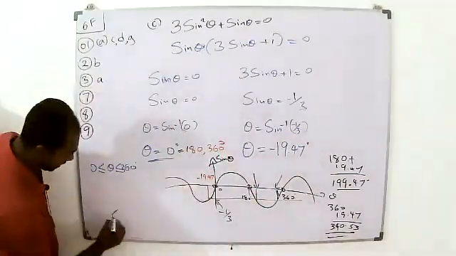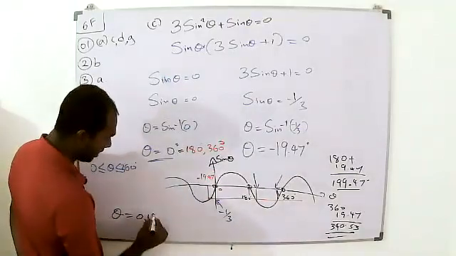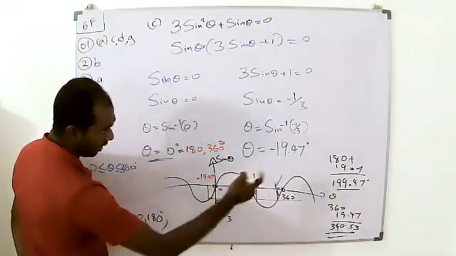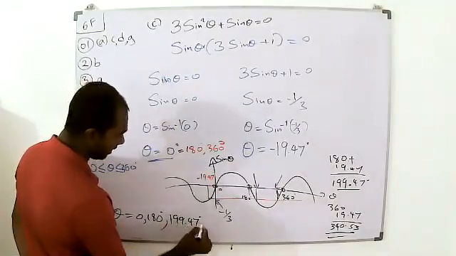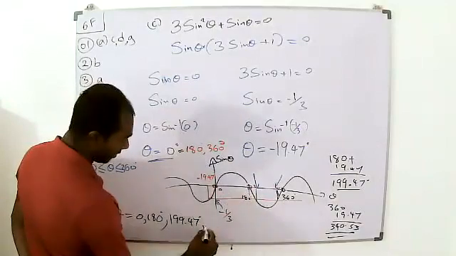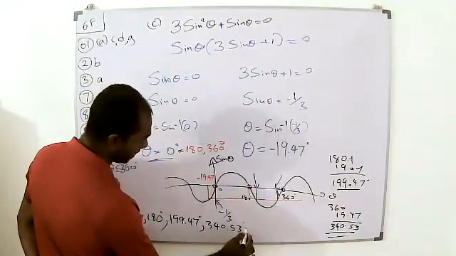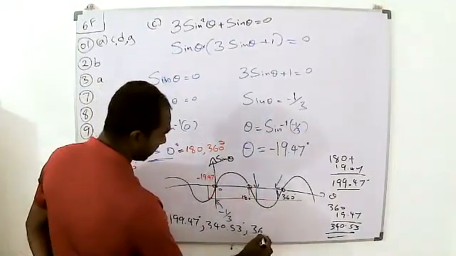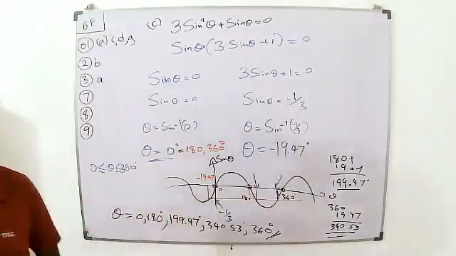So theta can be equal to 0, then 180 degrees, then 199.47 degrees, then 340.53 degrees and 360 degrees. All are acceptable.